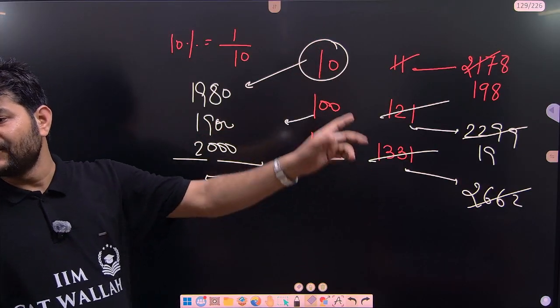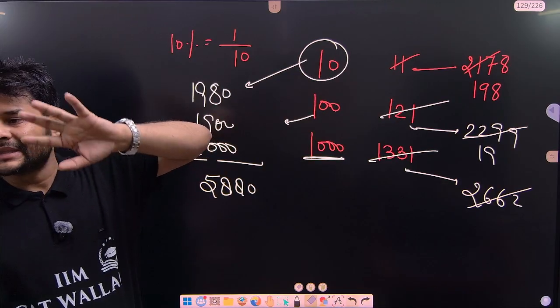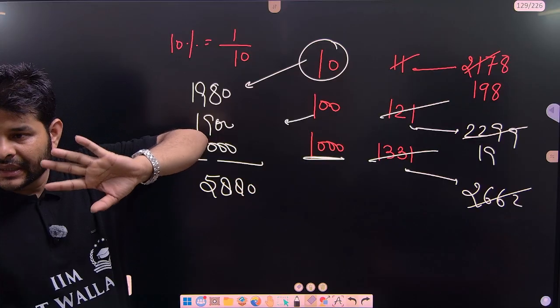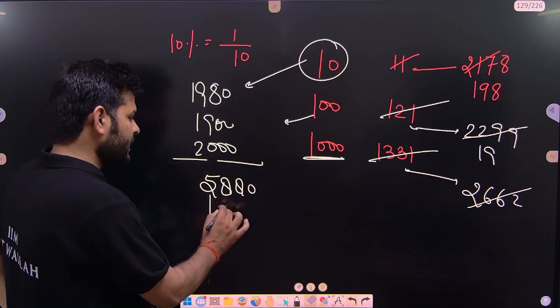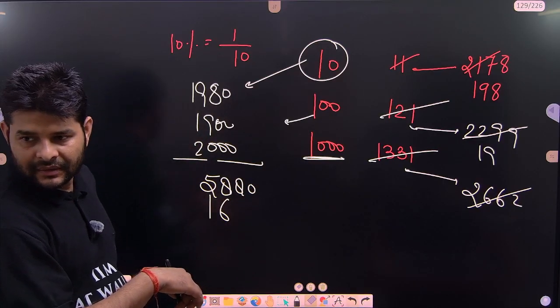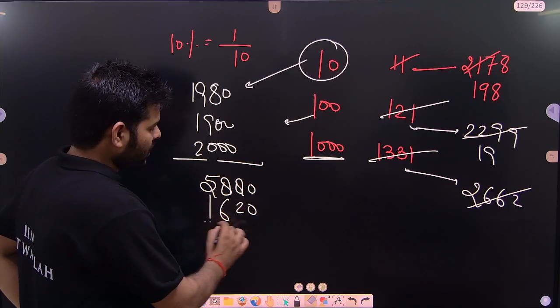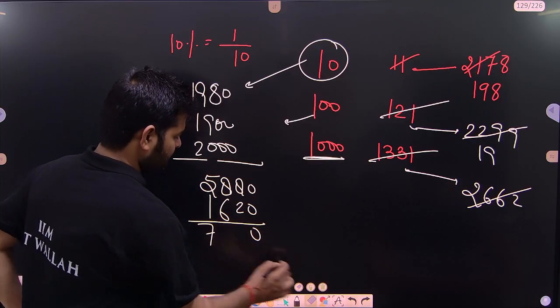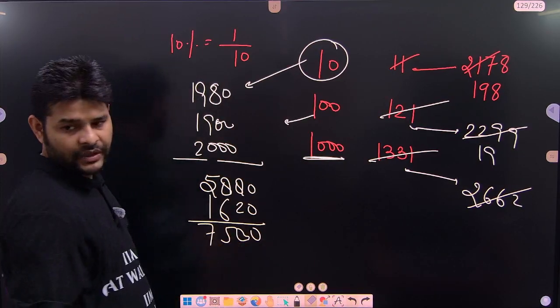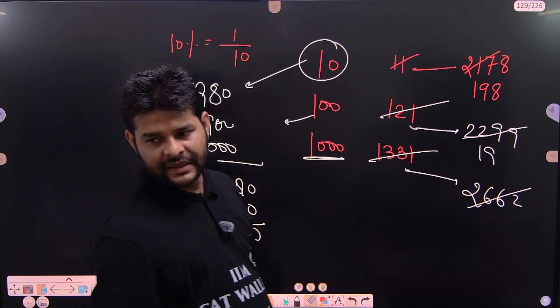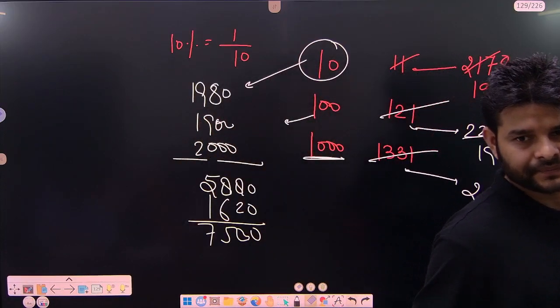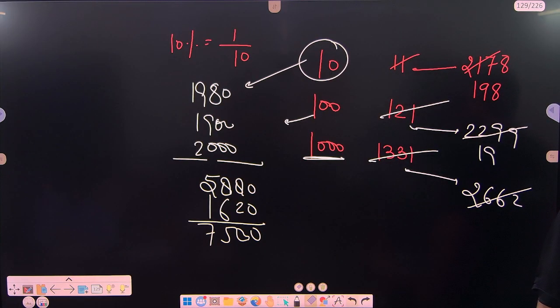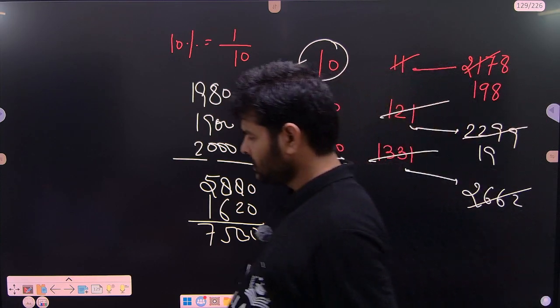And at the time of buying, I have paid 1620. 1620 is also my principal. So total value would be 7,500. So the refrigerator's real cost is 7,500. Got it? Let's move on to the next one.